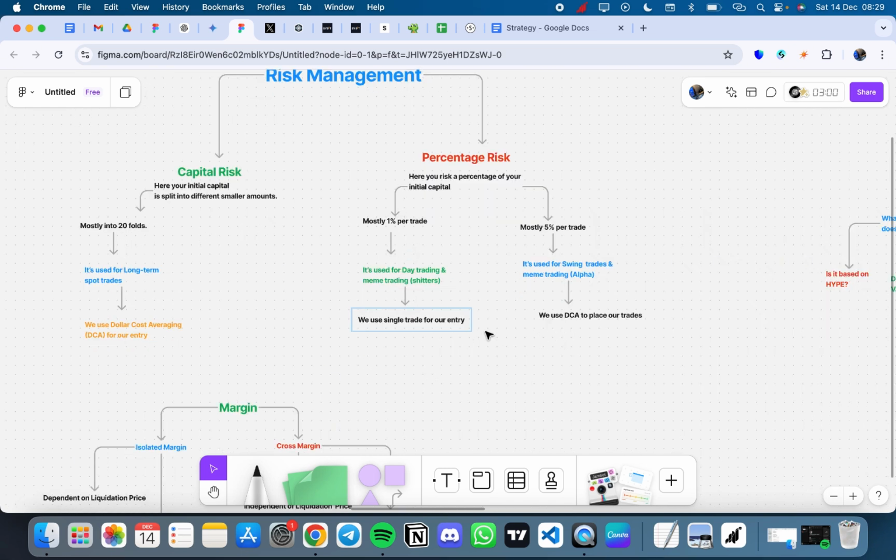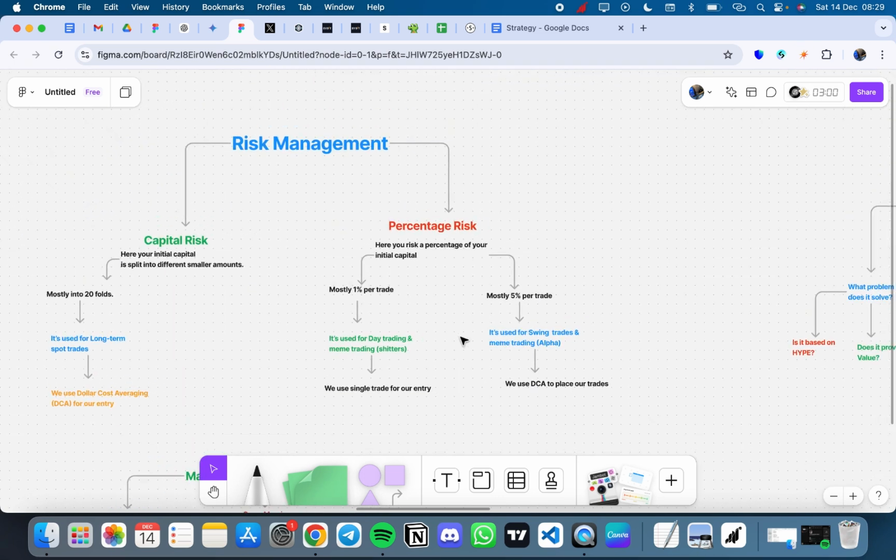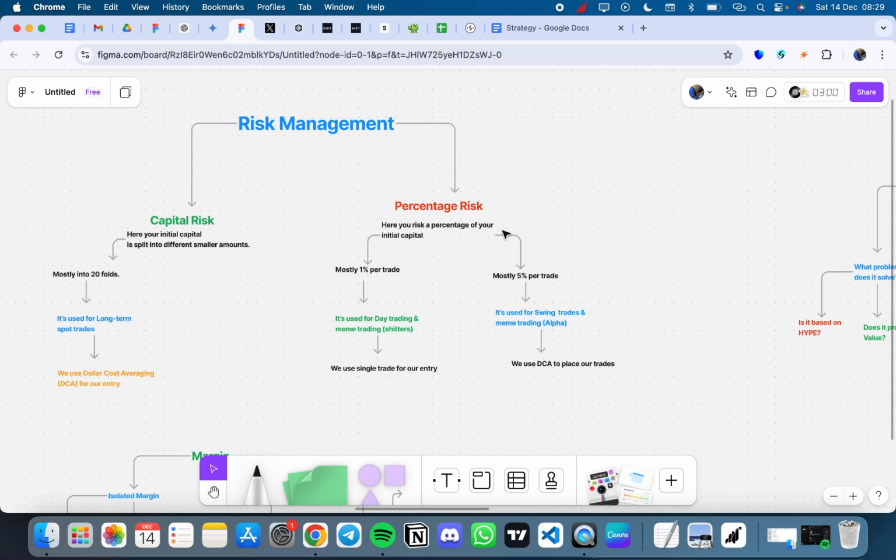So we use single trade entry. A lot of our entries are just one entry. Then we also have swing trades and meme trading alpha. When we talk about meme trades, we'll talk about how to go about risking 1% on meme trades and how to go about risking 5% on meme trades as well. But for now, let's thrash out day trading and swing trading on futures.